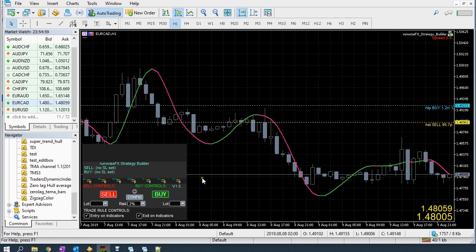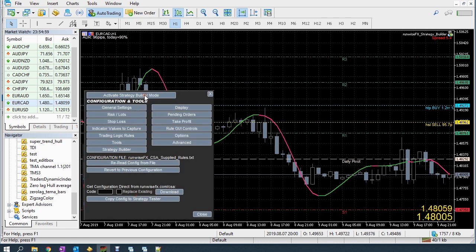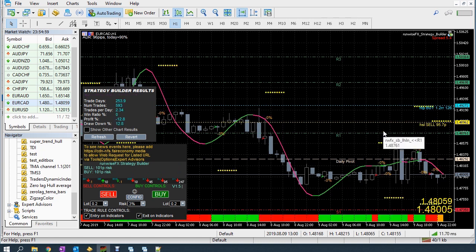So click save, and let's activate strategy builder mode so we can actually see what it's capturing. There you can see now we've got the colour changes, so we're in the green situation there, and it's turned green. So that's how we do that type of indicator in MetaTrader 5.